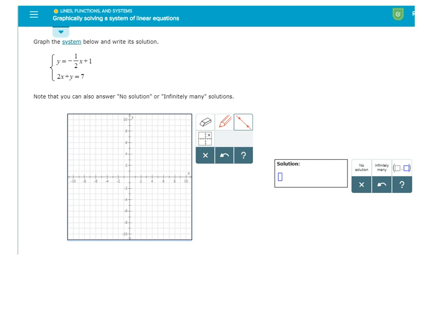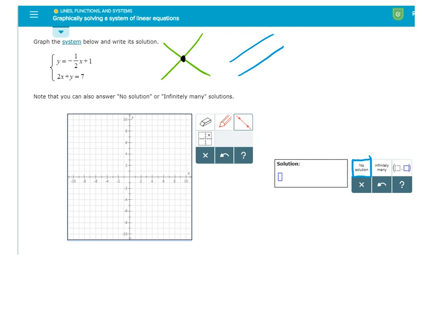Alright, we are going to graph this system of equations so we can find the solution. Now, there's three things that can happen. The first thing that can happen is they intersect. Then you'll have one solution right here. The second thing that can happen is you have parallel lines. If you have parallel lines, you're going to click on no solution.